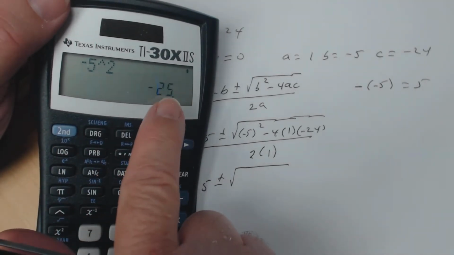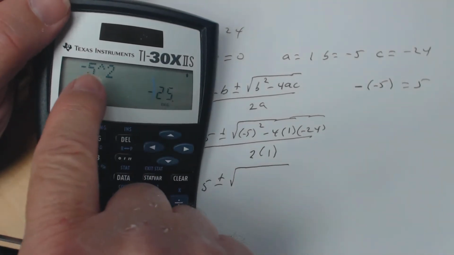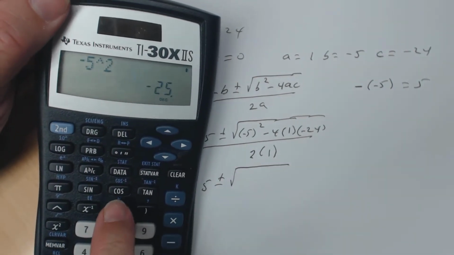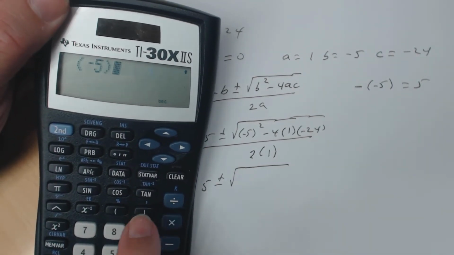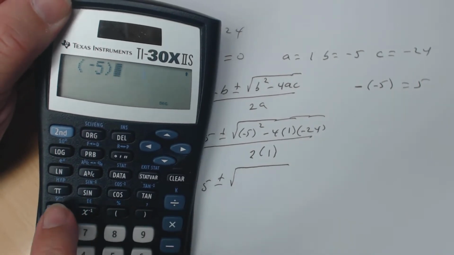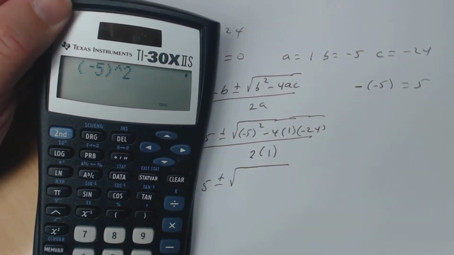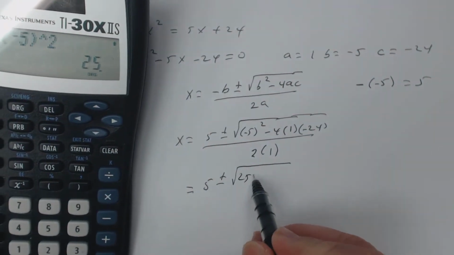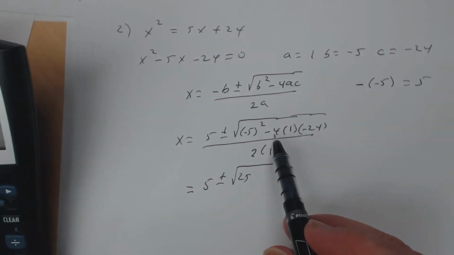So the reason why you have that negative here is because you did not put negative 5 in parentheses. So you're going to say parentheses negative 5, close parentheses, then you're going to square it, just like this, and then press equal, and you get positive 25. So that's 25. All right, remember what we just did to do the same thing for the next part.